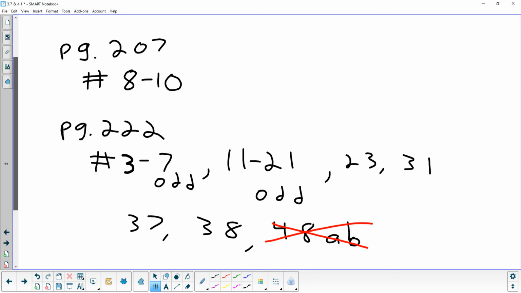So on 207, 8, 9, and 10, those are graphing and finding intercepts. And then on page 222, 3 through 7 odd, 11 through 21 odd, 23, 31, 37, and 38. You can skip 48 because that's the one we didn't get to. We'll do 48 in class tomorrow.